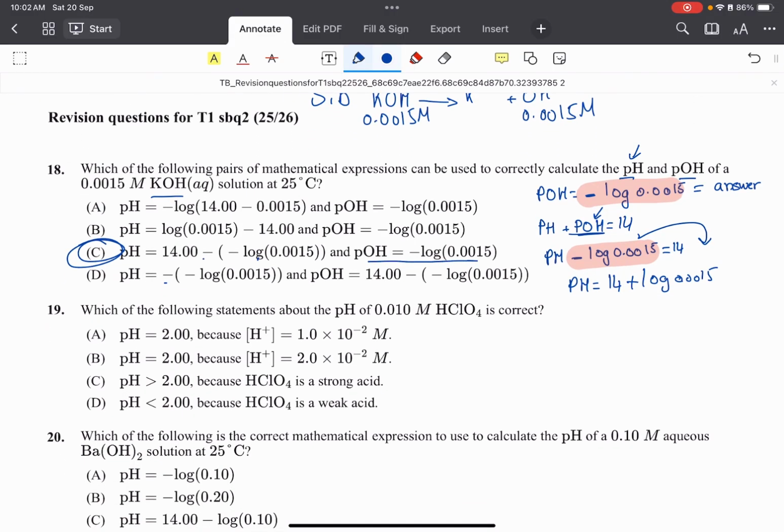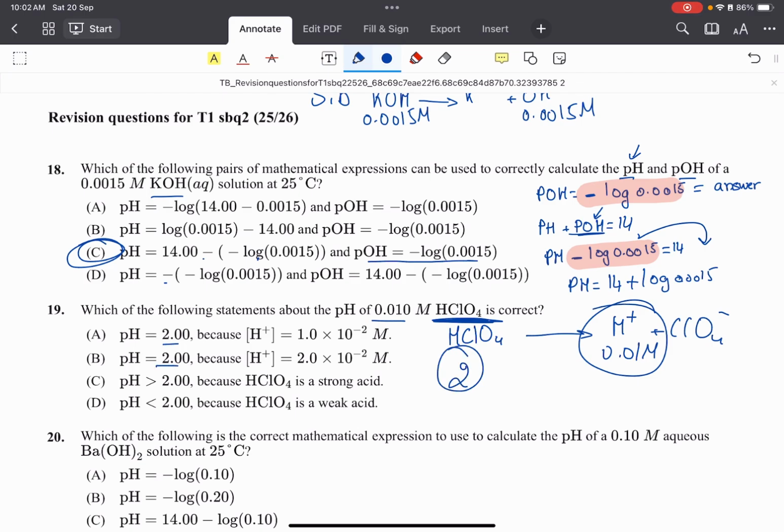Number 19, which of the following statements about the pH of 0.01 molarity of a strong acid is correct? So do your calculations. This is a strong acid, it's going to fully ionize. So the H plus produced is going to be equal to this concentration. So minus log H plus is going to be 2. So pH is 2 because the H plus is 1, not 2. Here is the answer.